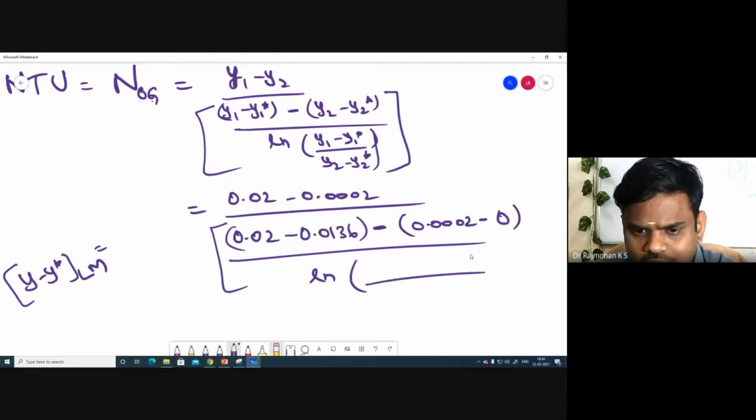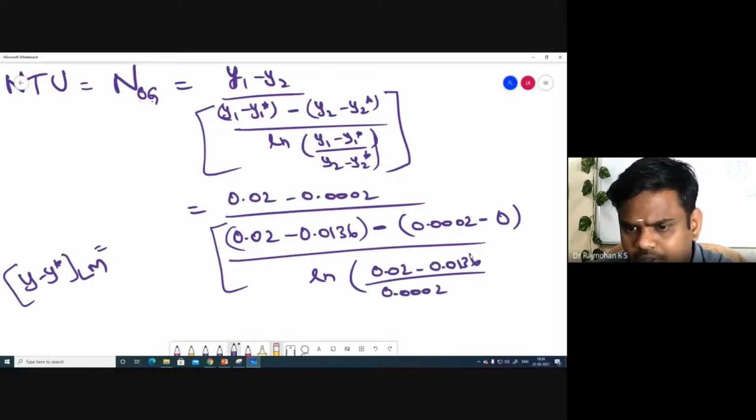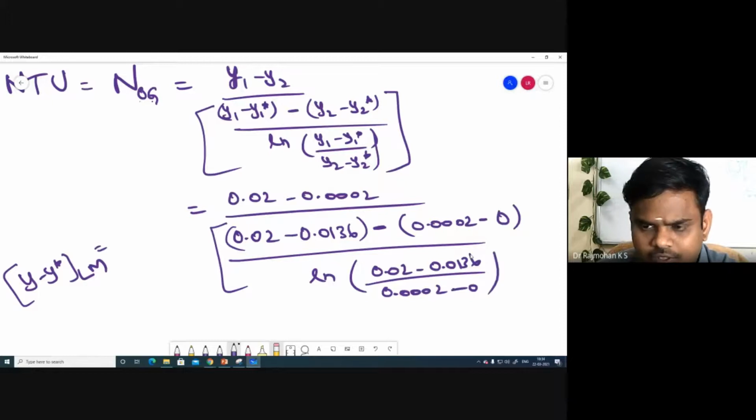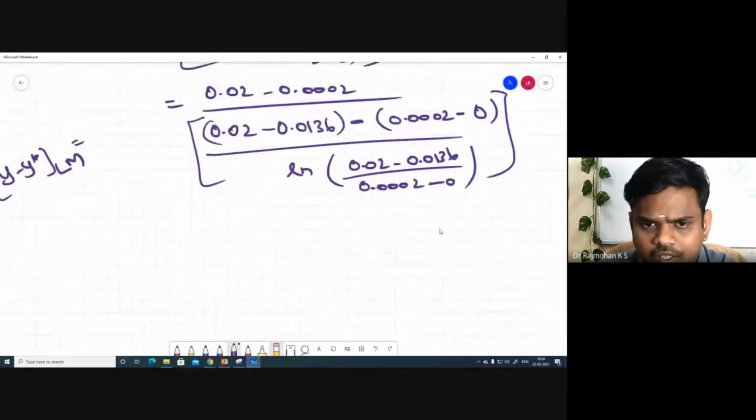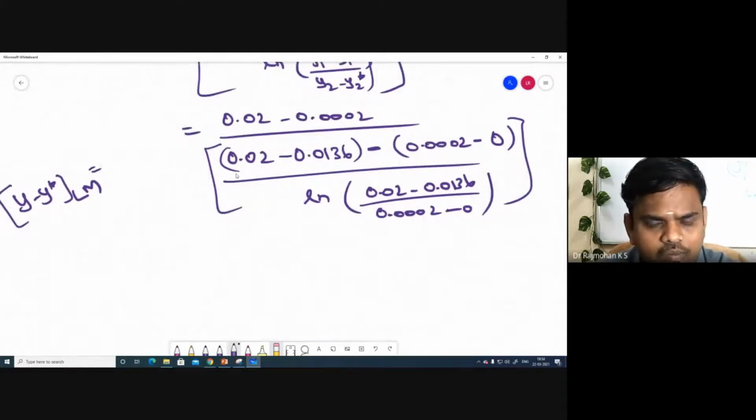So ln of (0.02 minus 0.0136) divided by (0.0002 minus 0). This is just for understanding purposes. In the first numerical only we write it in this much detail. Otherwise, we'll only simplify or find out all the values.